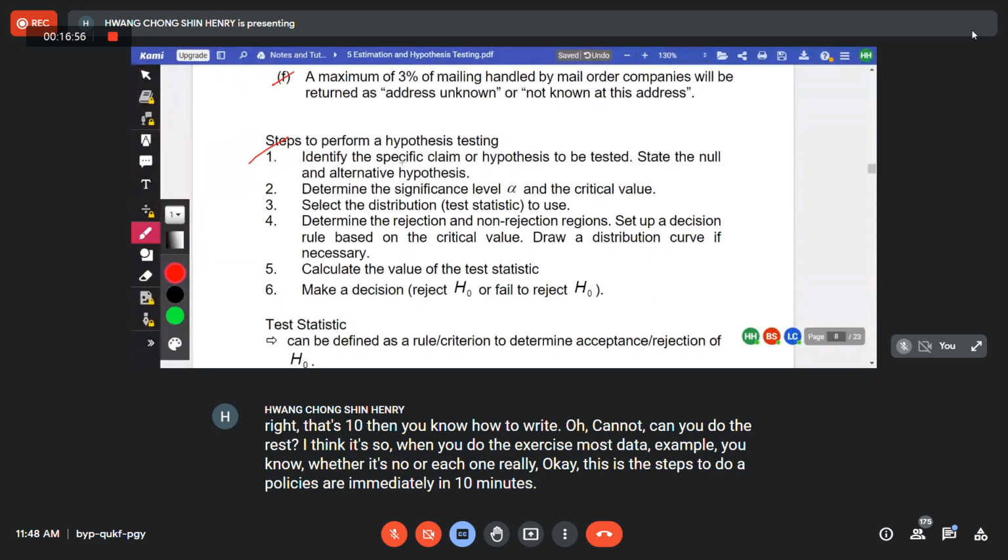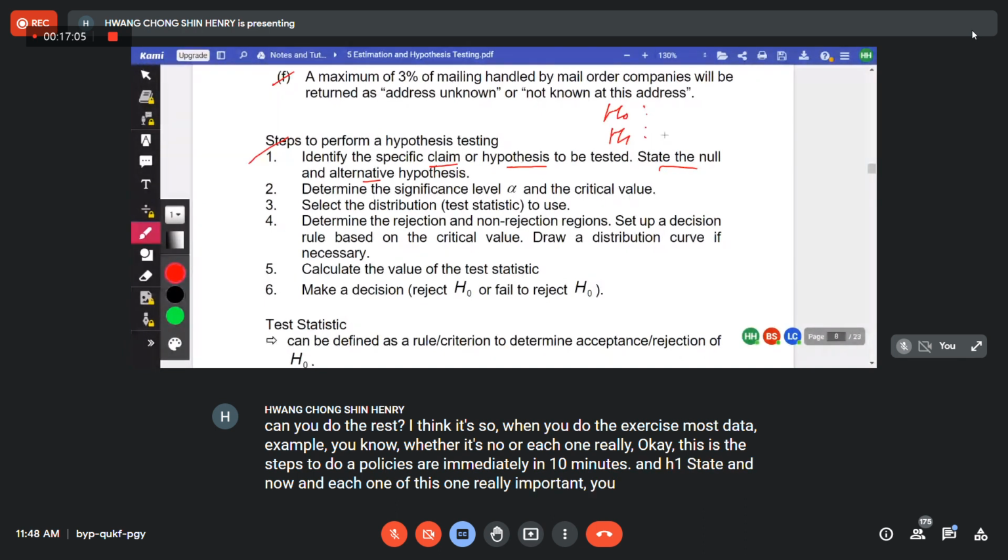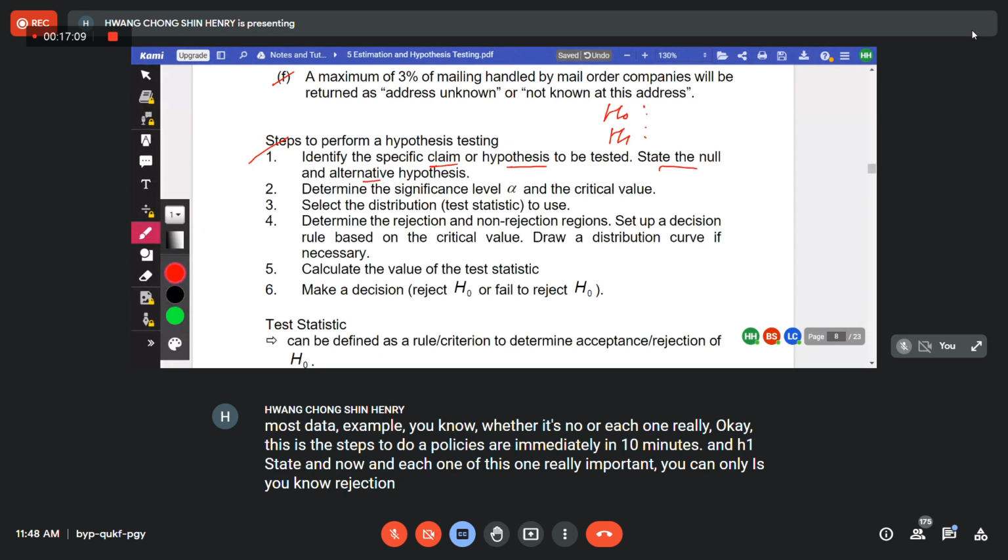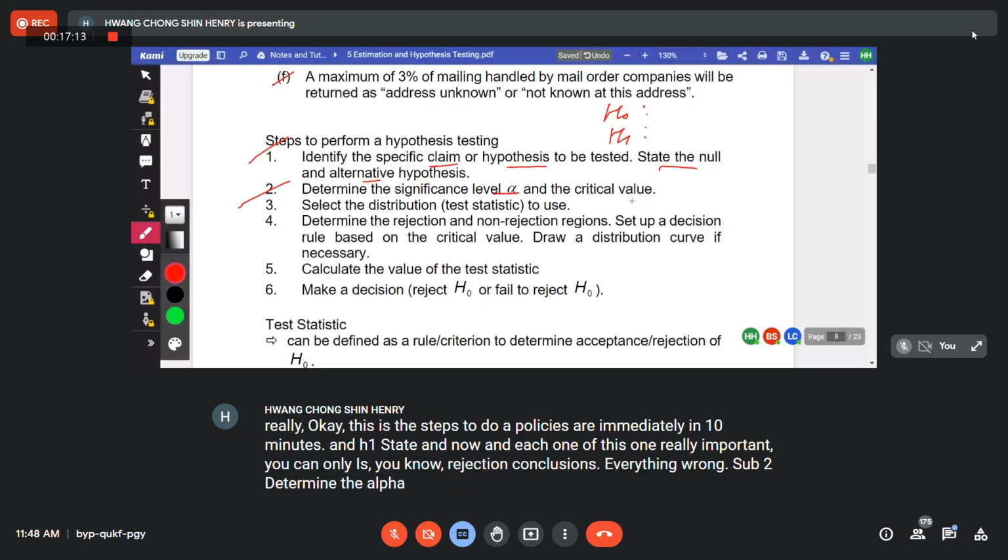Everyone? First step, write down your H0 and H1. State the null and H1. This one is very important. If you write wrongly, habis, your rejection, conclusions, everything is wrong. Step 2, determine the alpha and the critical value. Okay? Remember the alpha, the Z alpha, and the rejection region.